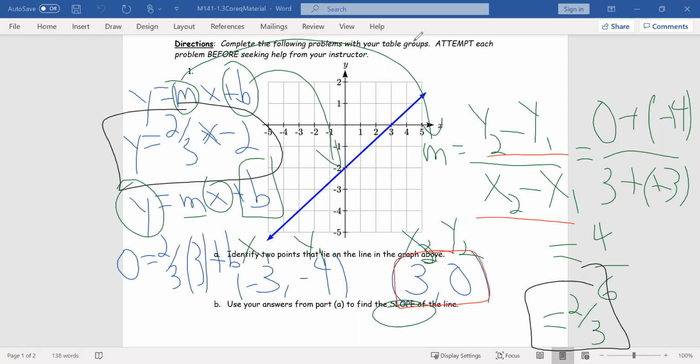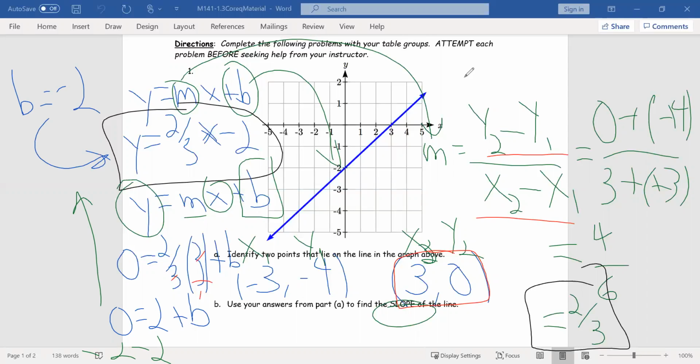2/3 times 3, or we can make that 3/1. If we multiply that, the 3's will cancel. So we'd have 2/1, which is just 2. So 0 equals 2 plus b. We can solve for b by subtracting 2 from both sides. And when we do that, we will get b equals -2. And so that would again lead to this equation here, where y equals 2/3 x minus 2.